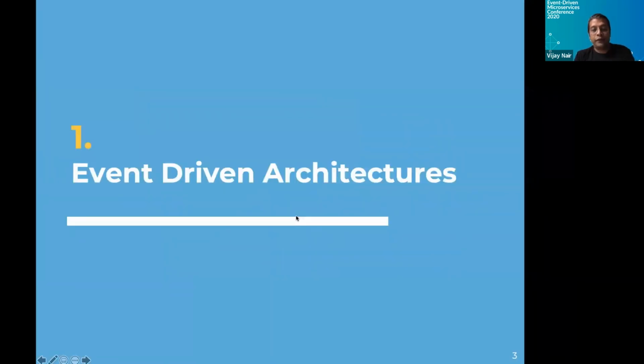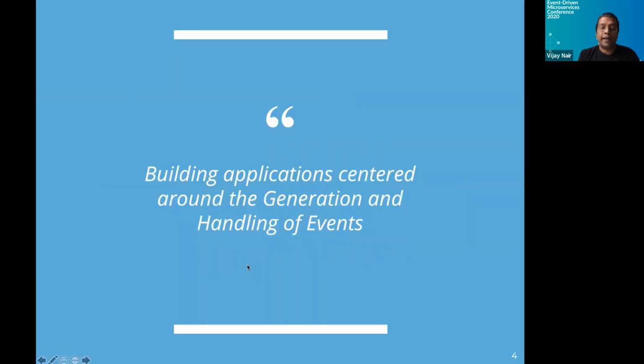Before we talk about the combination of Axon and Kafka, let's spend a bit of time on the whole event-driven architecture paradigm. Event-driven architectures have been around for quite a long time, close to 3 to 4 decades, and they essentially focus on two core principles. You're basically building applications centered around the generation and handling of events. These are the two core principles, and the only two principles, that event-driven architectures are actually comprised of.